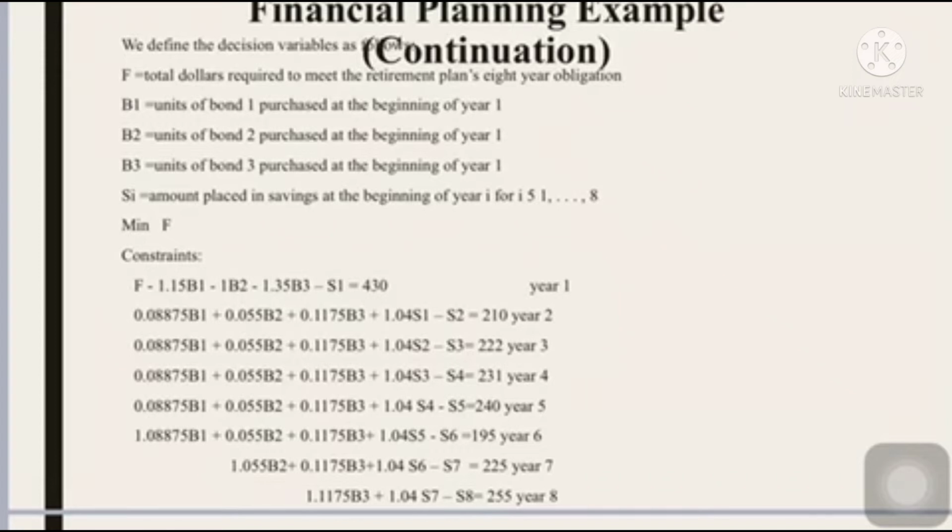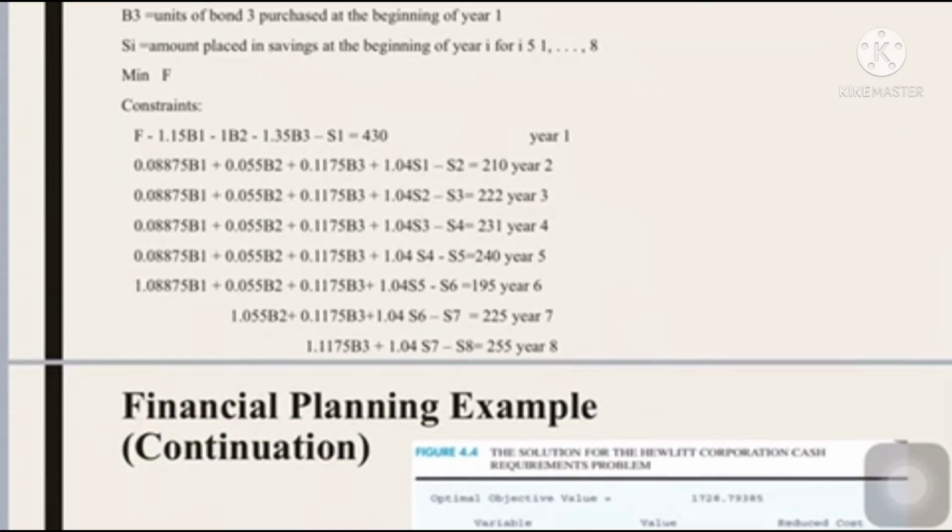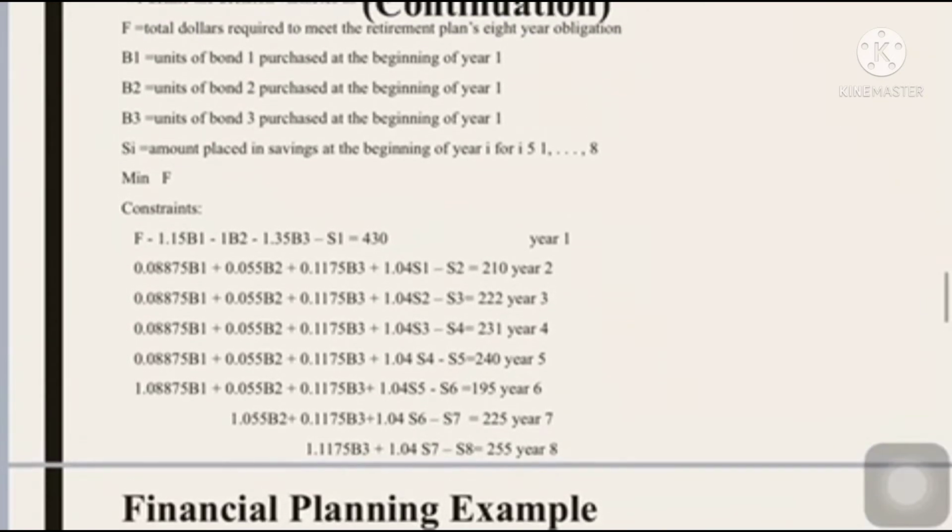A key feature of this type of financial planning problem is that a constraint must be formulated for each year of the planning horizon. In general, each constraint takes the form: funds available at the beginning of the year minus funds invested in bonds and placed in savings is equal to the cash obligation for the current year.